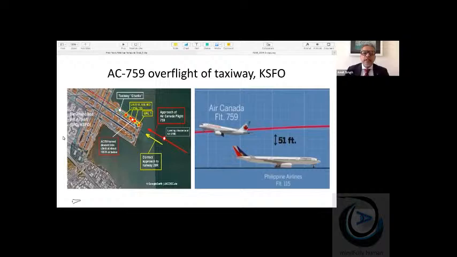If you see the red line, that is the taxiway, Charlie. And the pilot aligned to that. There were four aircraft on that taxiway, Charlie. The aircraft flew over the four aircraft. On the right, you would see what would be the profile of Air Canada 759. This shows 51 feet. Some places it's given 100 feet. But as told by the NTSB guys, it was about 10 feet.